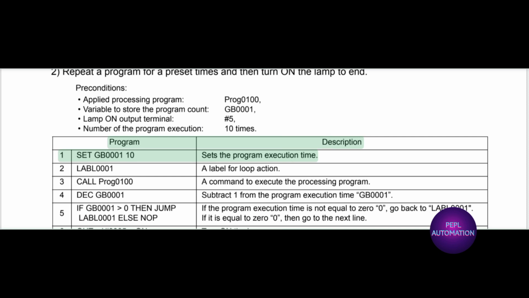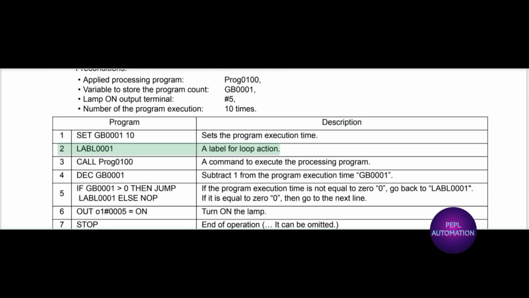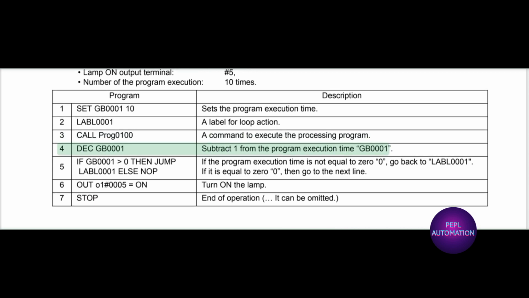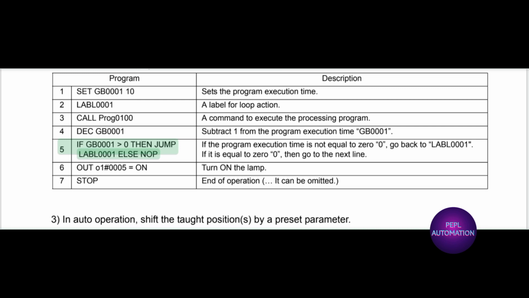Program description. 1. Set GB0001 to 10, sets the program execution time. 2. LABL0001, a label for loop action. 3. Call prog 0100, a command to execute the processing program. 4. Dec GB0001, subtract 1 from the program execution time, GB0001. 5. If GB0001 greater than 0 then jump LABL0001, else NOP.